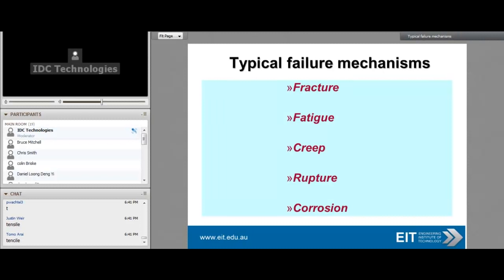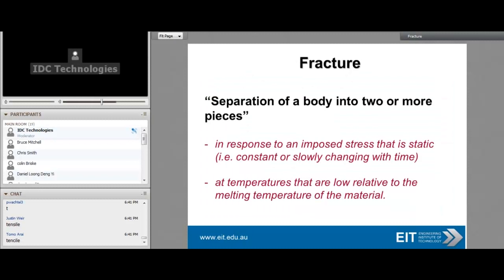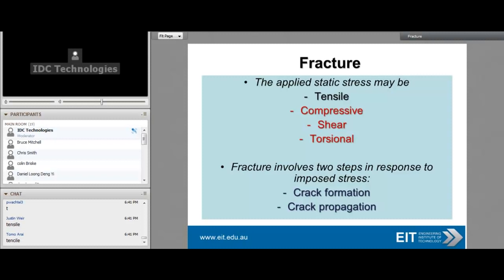Now, when we're talking about failure mechanisms, engineers designing equipment have to take all of these five failure mechanisms into account. Fracture is defined quite simply as the separation of a body into two or more pieces. And let's hope, if we design something, that we never see fracture occurring.